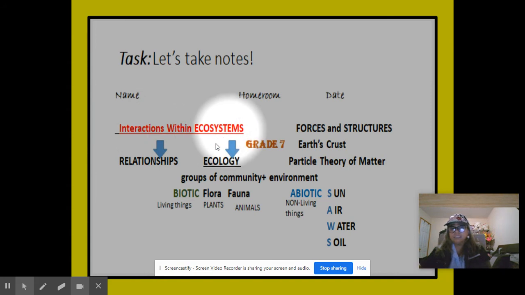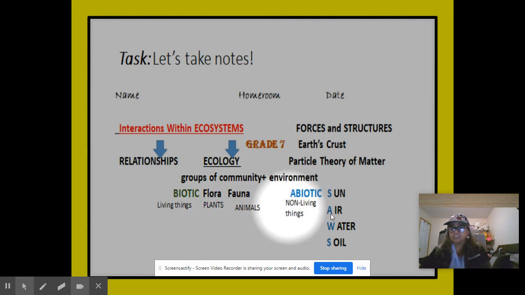The word ecosystems, another synonym for that can be ecology. And why interactions? Because we want to just have a preview or have at least some background on the relationships involved whenever we talk about ecosystems. So here, ecology, it says here, all groups of community and environment. And with ecology, we talk about biotic factors and abiotic. So biotic meaning living things, and that's where we can have plants and animals. Again, synonyms for plants would be flora, and for animals, fauna.